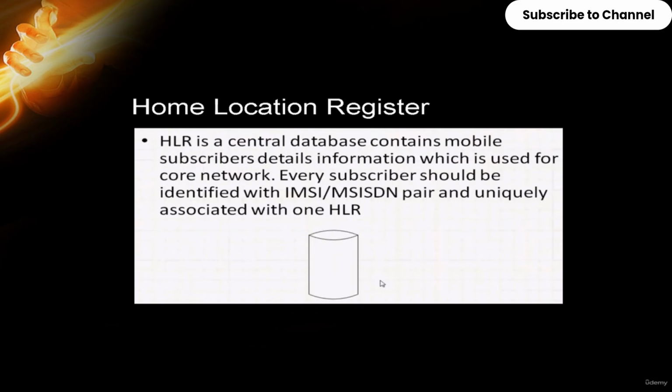Home location register is a central database which has details of mobile subscribers. Each subscriber will be given an ID number, like the address of a user. So the home location register is the address book which has the users, and it is a central database. It contains all the information of the user who is communicating.